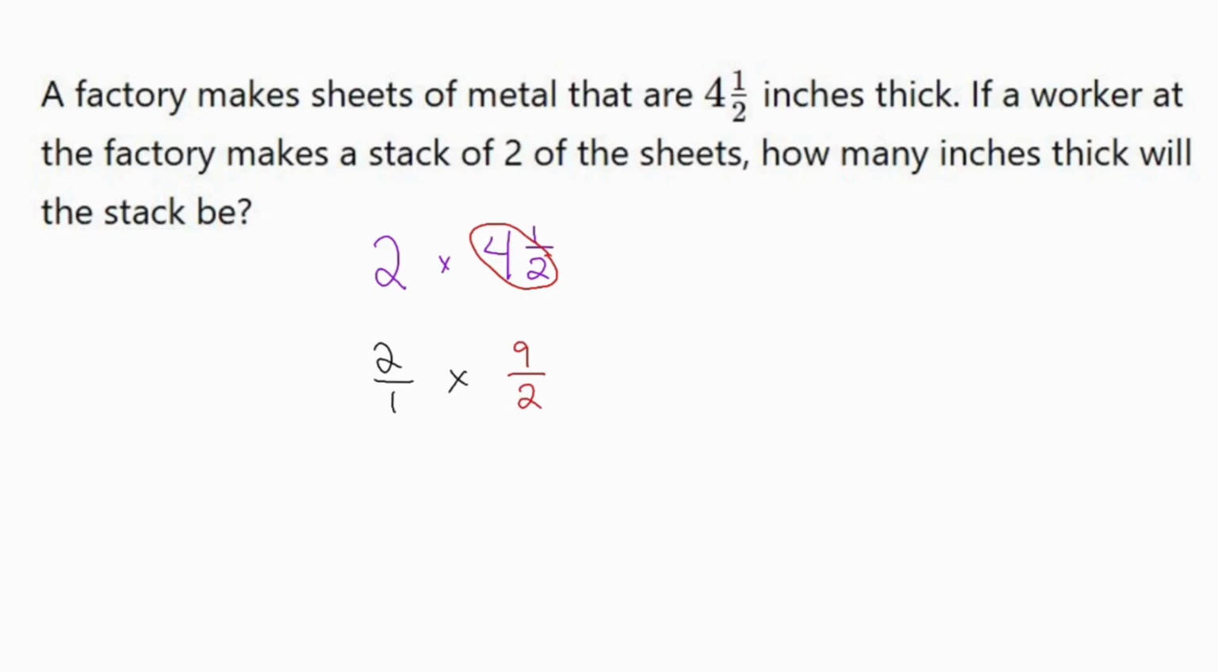Now when multiplying fractions, multiply straight across the numerator and straight across the denominator. 2 times 9 is 18. 1 times 2 is 2. And I'm not going to lose my mind over this. 18 divided by 2 just becomes 9.